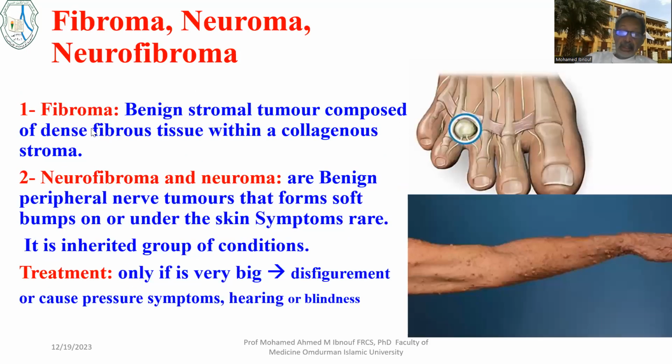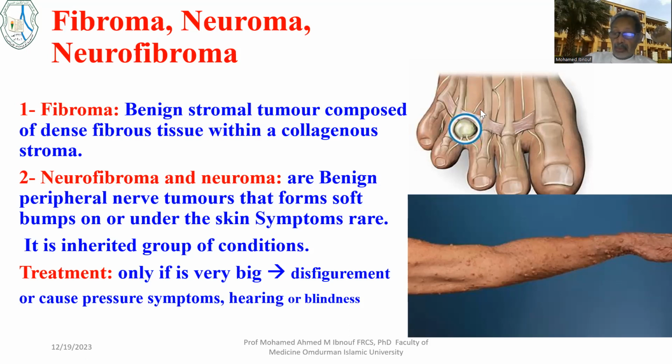Now, in the fibrous layer of the investing layer, behind the skin and behind the subcutaneous fat, tumors might arise from the fibrous tissue. This could be a fibroma or neurofibroma, and neuromas from nerves and nerve sheath. A fibroma is usually benign, and it is composed of dense fibrous tissue within collagenous stroma. It is like here. And it could be a neuroma.